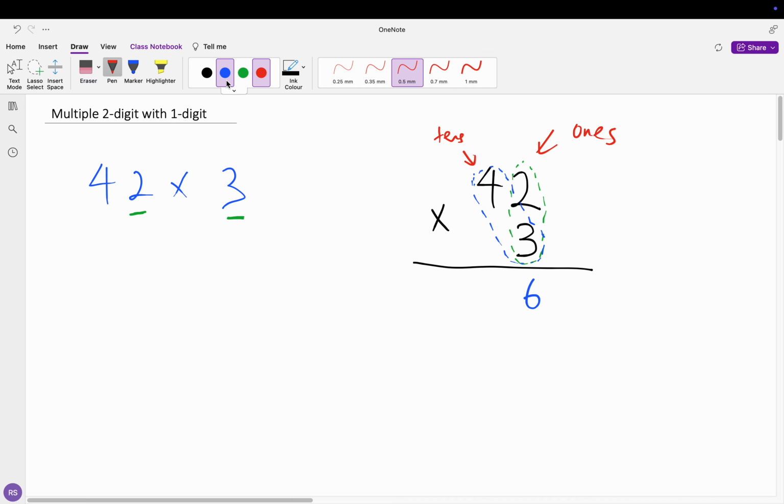So 4 times 3, what do you get? You get 12. To write 12, you must write the ones digit directly below the tens number, and then the 1 before it. That is how you write the 12. That gives us the final answer here, 126. Again, this is an easy example because we do not have any carry.